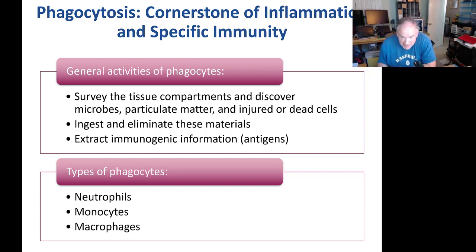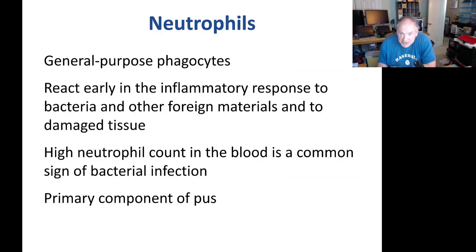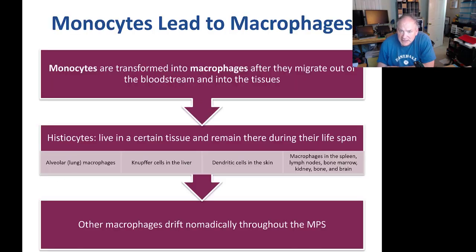The types of phagocytes we have are neutrophils, monocytes, and macrophages. Neutrophils are general purpose and react early in the inflammation response to bacteria. Usually you'll see an elevated neutrophil count. Of course, a high count would mean that there's a bacterial infection of some kind, and it's the primary component of pus. The pimple popper doctor would probably know a lot more about that.